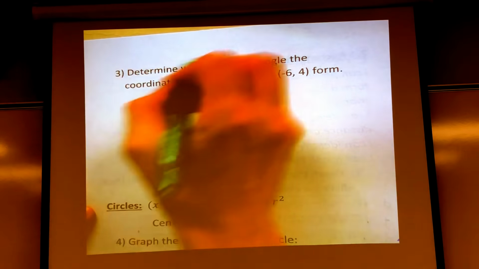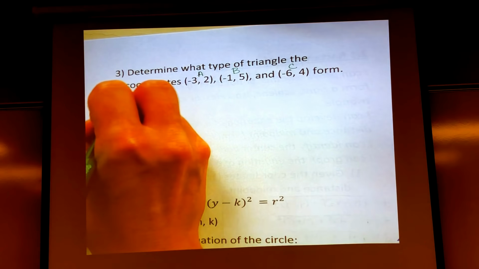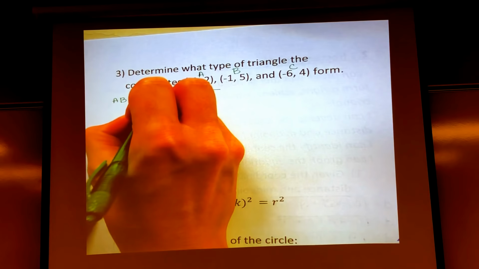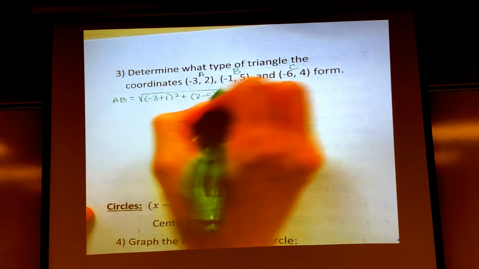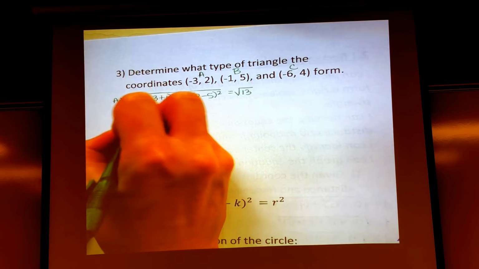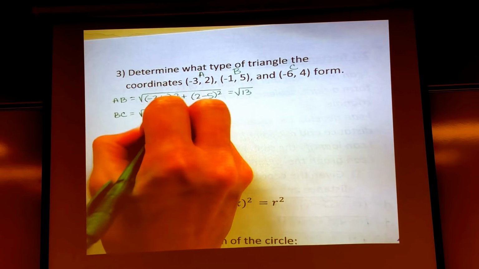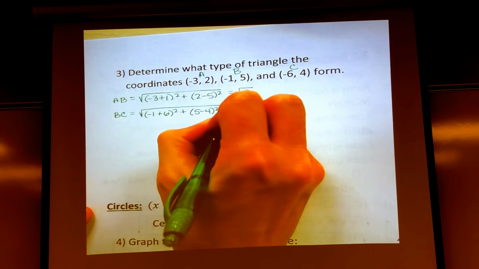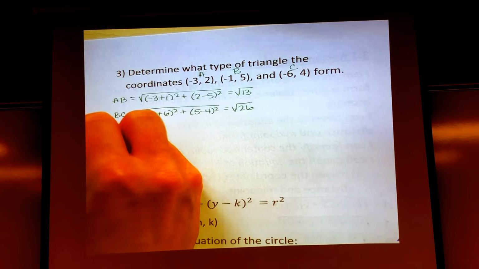All right, let's start with, again, I'm going to label these A, B, and C. I'm going to start with AB. To find AB, we're going to do -3 plus 1 squared plus 2 minus 5 squared, which equals the square root of 13. Then I'll do BC. -1 plus 6 squared plus 5 minus 4 squared, which equals square root of 26. And then we also have AC.